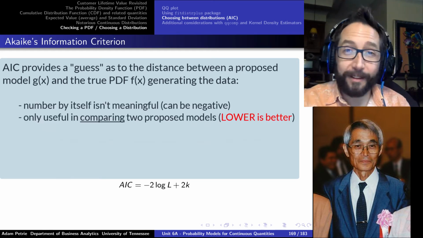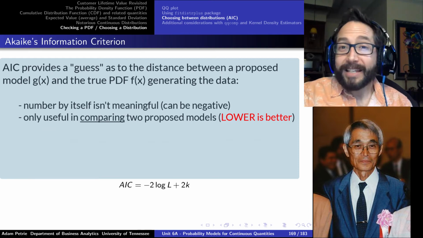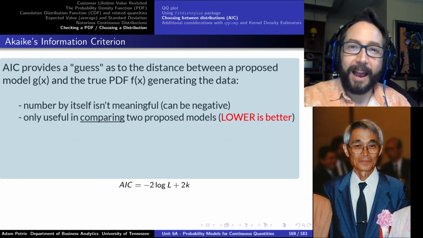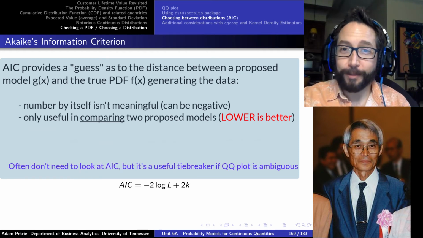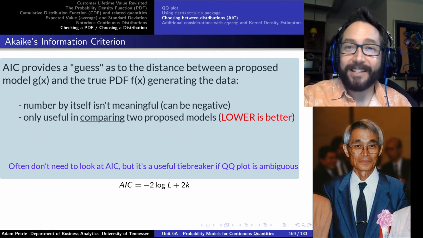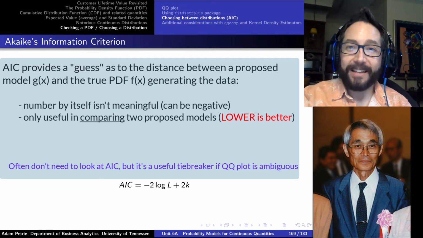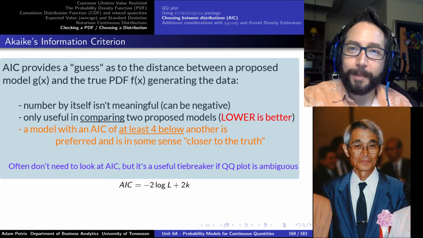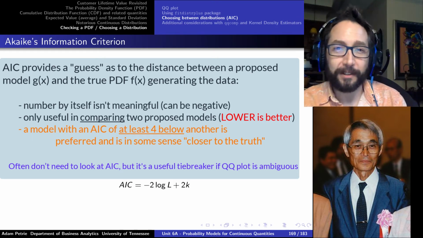So lower values are better. The closer to the truth we are, the better that proposed probability model. And that's going to be our strategy. If there is any doubt lingering in our mind after we've run qqcomp and looked at how well those distributions are fitting the data, we can get the AICs of the fits and then just go with the model with the lowest AIC. Now, is there some sort of threshold that we have to beat in order to have a convincing reason to go with one probability model versus another? Well, yes.